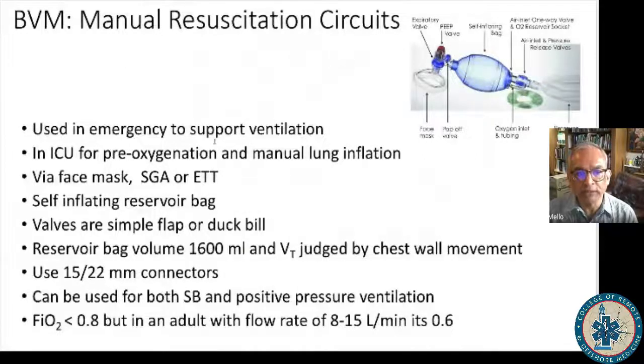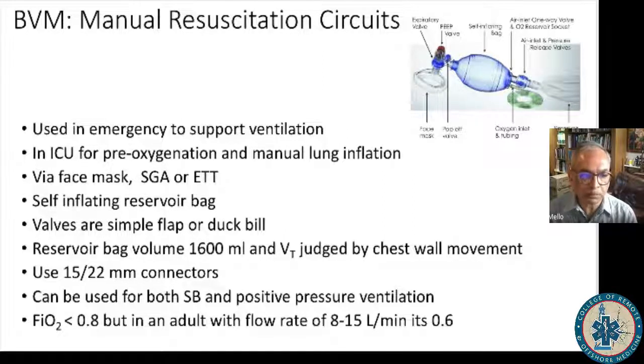It's used in an emergency to support the ventilation. In ICU, it's used for pre-oxygenation prior to a rapid sequence induction, or if you're going to manually ventilate, inflate the lungs, as in the rescue ventilations, as I explained previously. You can do it by a face mask or a supraglottic airway, or via an endotracheal tube or a tracheostomy tube.